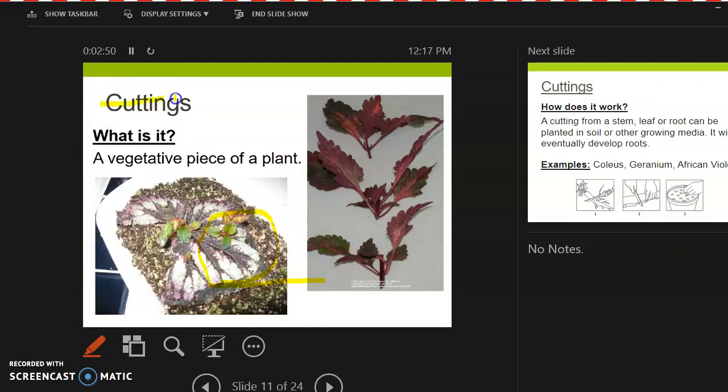So cuttings. What is a cutting? It's a vegetative piece of the plant. So maybe a leaf or a piece of the stem or something. Okay, it's going to be vegetative. And see what happens is they put a leaf of the plant right here in the soil, and it'll grow. So it's considered a cutting.